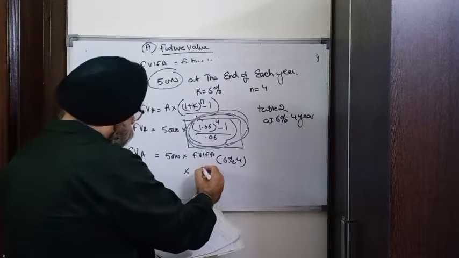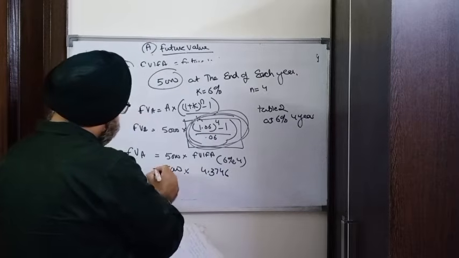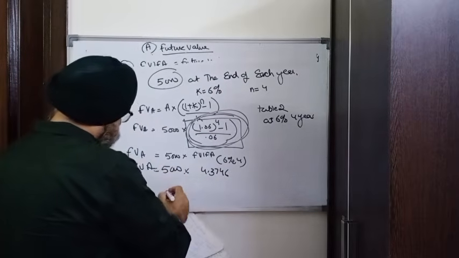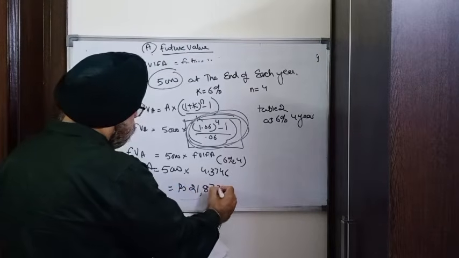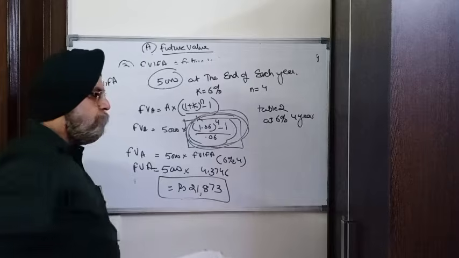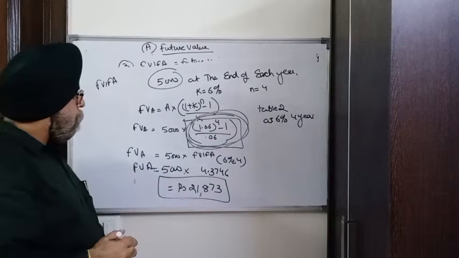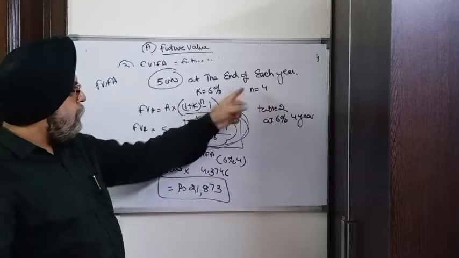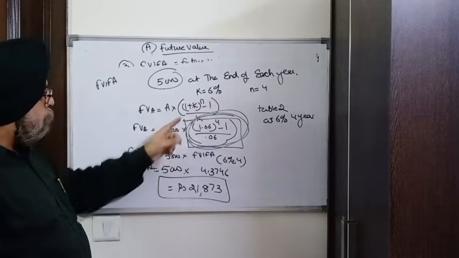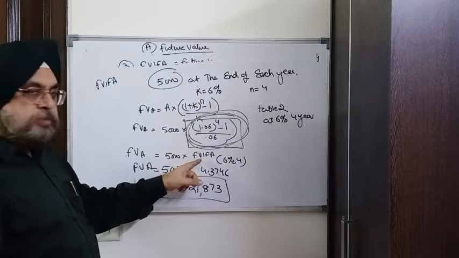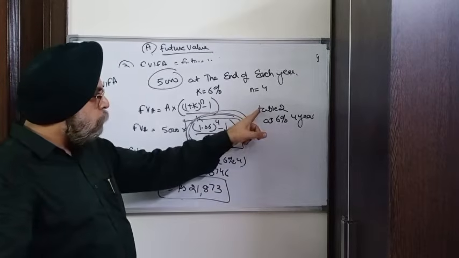The amount given is 4.3746 into 5,000. So the answer comes to rupees 21,873. This is the value of the annuity for 4 years at 6% rate of interest. So you need not calculate it. Please use the table FVIFA 6%, 4, table number 2.